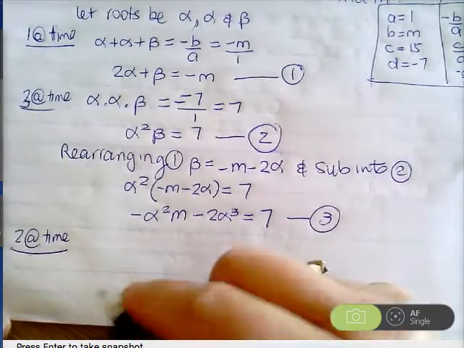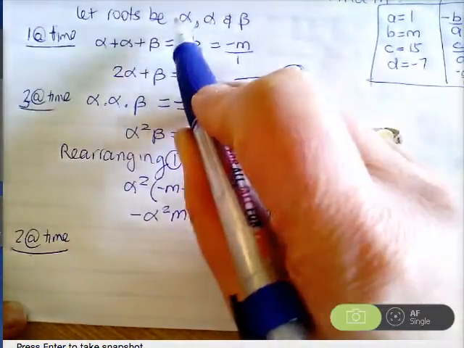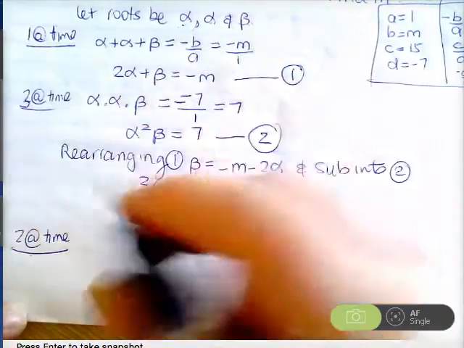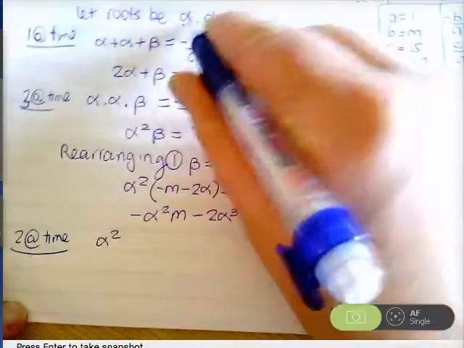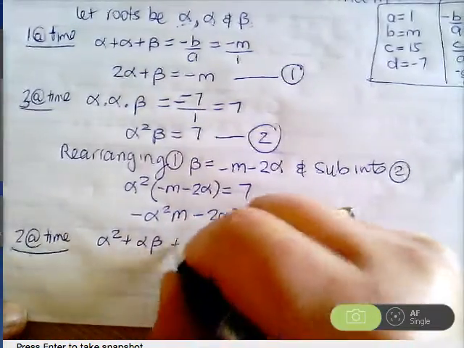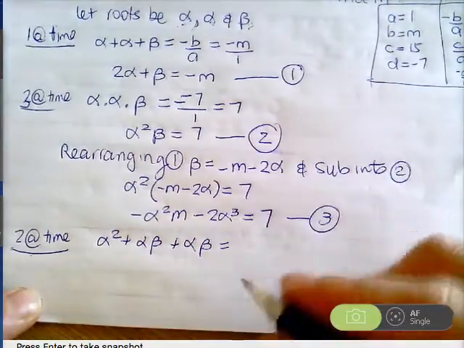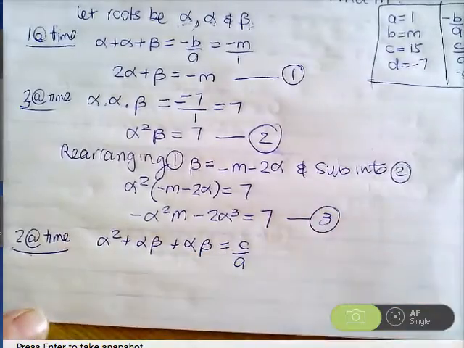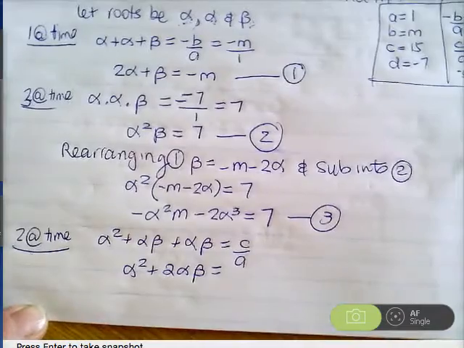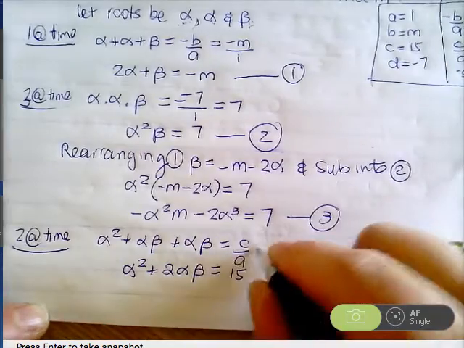Let's try sum of roots 2 at a time. They're the roots up there, so wouldn't it be alpha squared plus alpha beta plus alpha beta? They're the combinations. It's alpha times alpha, plus alpha times beta, plus alpha times beta. What's that? 2 at a time is C on A. So we've got alpha squared plus 2 alpha beta is 15. C is 15. 15 on 1? Equals 15. All right.